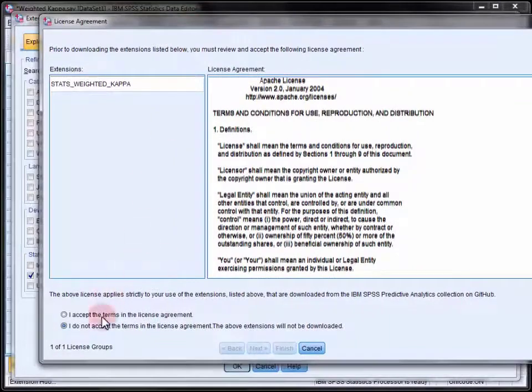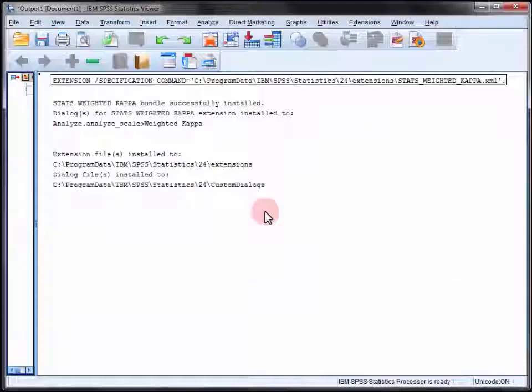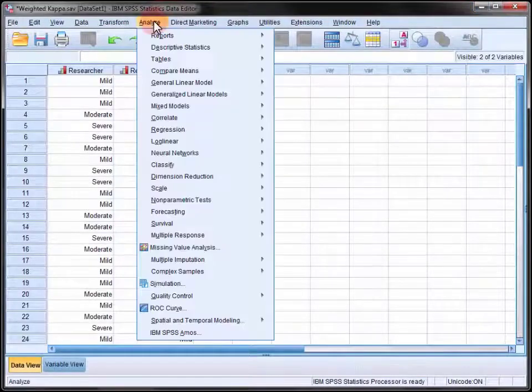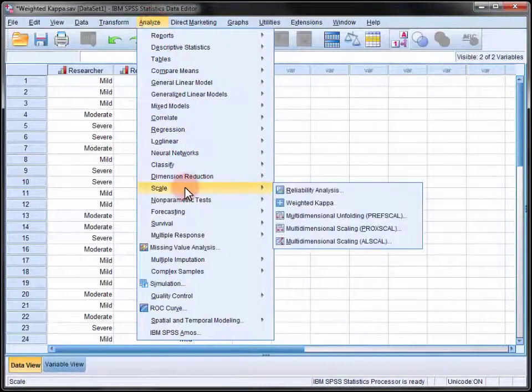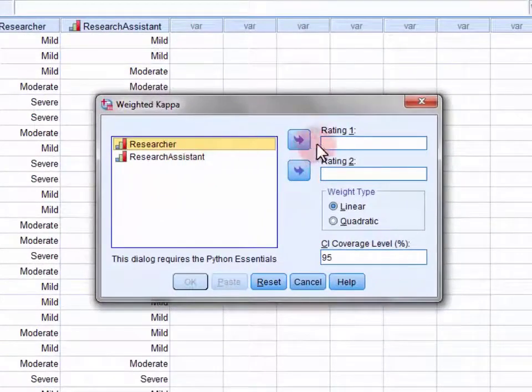And there's a license that we need to agree to the terms of. And the extension is just installing. Excellent. So now when we go to the Analyze menu, in the Scale sub-menu, we've got a new menu item, Weighted Kappa. So we need to move the two sets of ratings into the Rating 1 and Rating 2 fields.